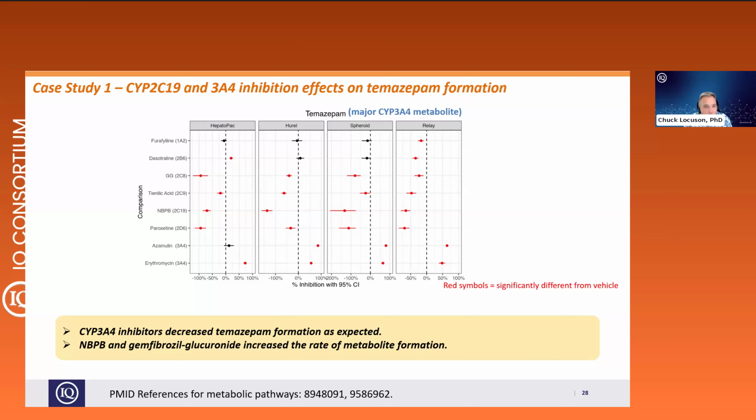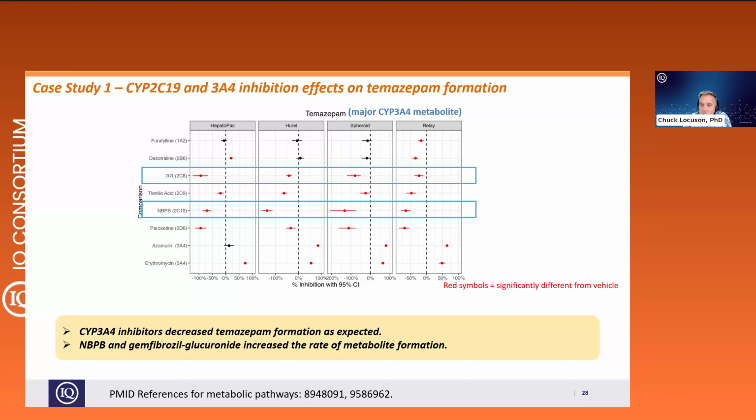And if you advance again, there were some metabolites that increased. Okay, so gemfibrozil glucuronide, a 2C8 inhibitor, increased metabolite formation. We speculate this could be due to UGT inhibition, since this compound is known to accumulate in hepatocytes. That's one possible explanation we haven't confirmed yet.